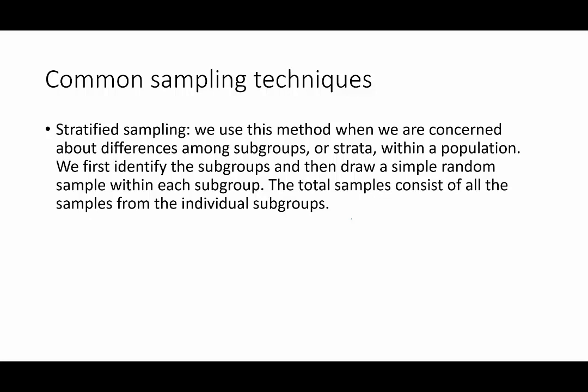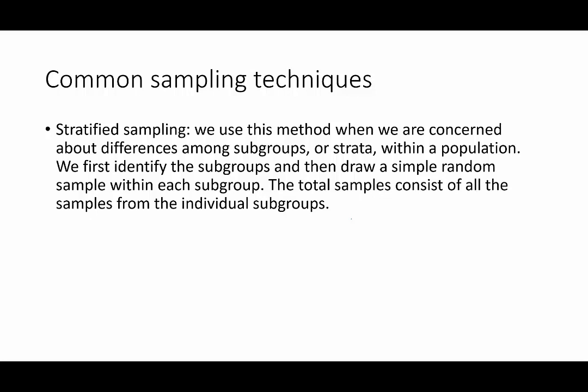When we do this, we are concerned about differences among subgroups or strata within the population. We first identify the subgroups and then draw a simple random sample from within each subgroup. The total sample consists of all the samples from the individual subgroups.